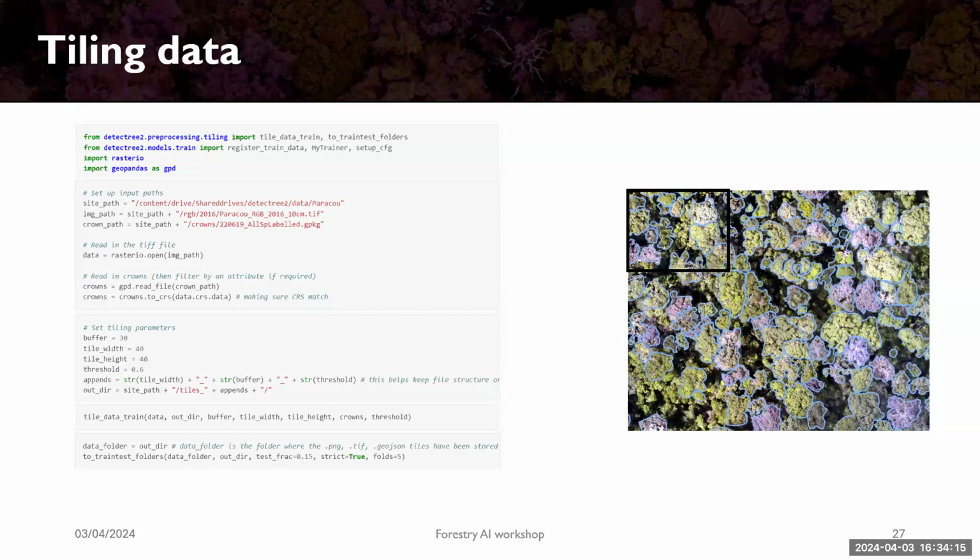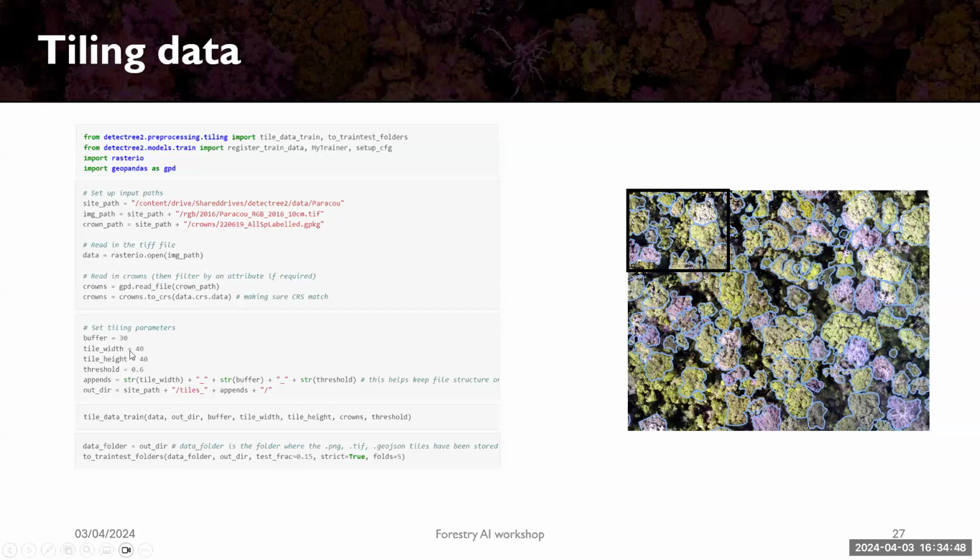You can see the functions being called at the top. You can see some paths being set to the site path where the image is kept and to where the crowns are kept. Then we use Rasterio to read in the image, and GeoPandas to read in the crowns, being careful that your CRS is set to a UTM one, so one where you can measure in meters, and not a global GPS-type CRS.